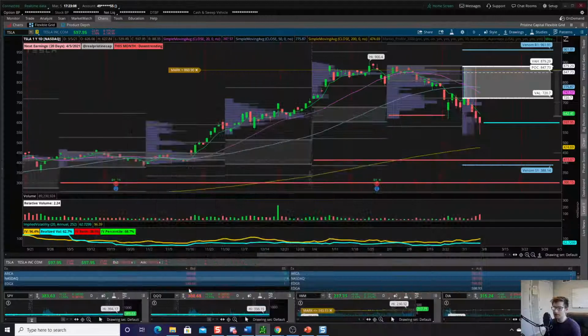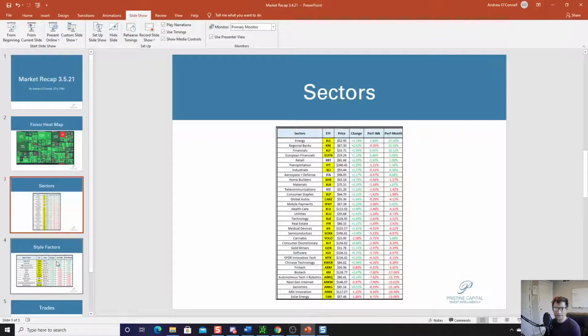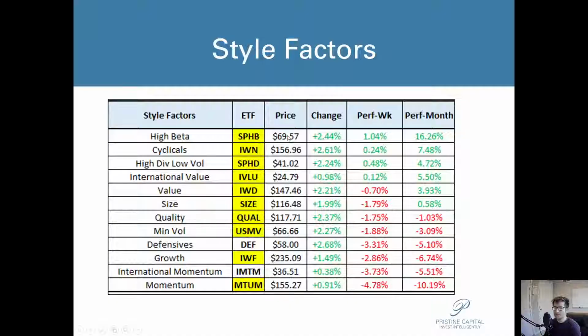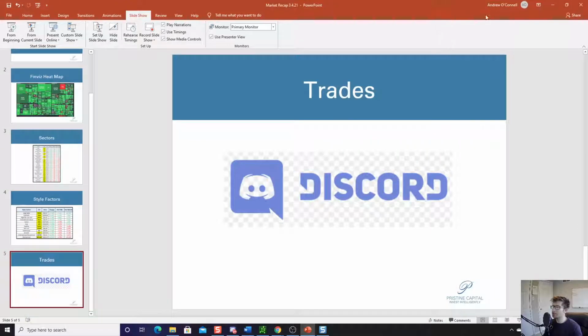And then if we take a look at our style factors, you can see here, yeah, really strong day. We had high beta finishing up 2.44%. We had the cyclicals finishing up 2.61%. And then the laggard was the international momentum, only finishing up 0.38%. So let's talk about some of my trades for today.